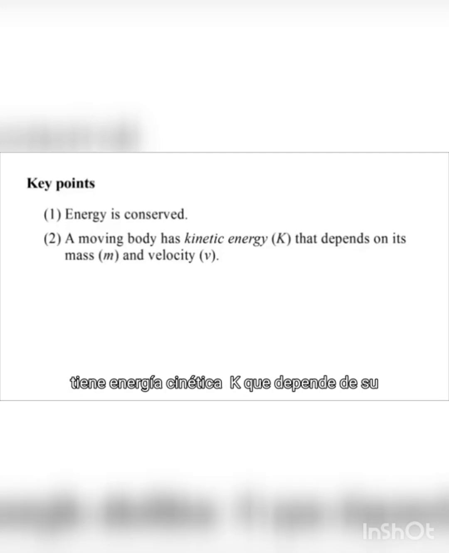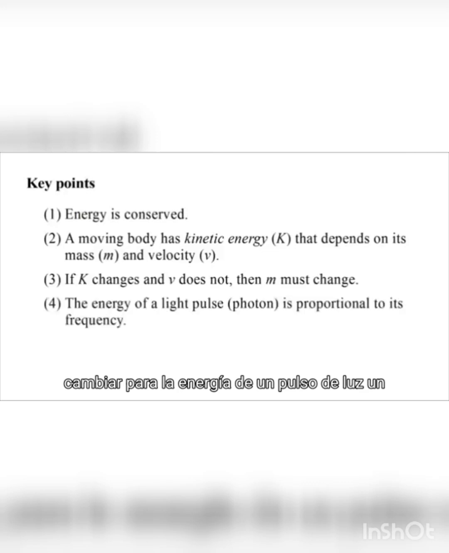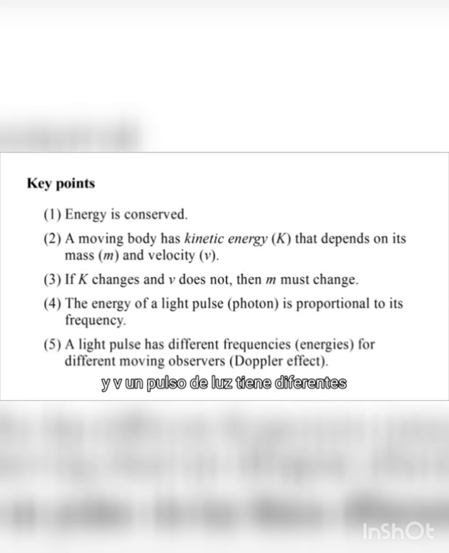A moving body has kinetic energy K that depends on its mass m and velocity v. From there follows 3. If kinetic energy changes and velocity does not change, then mass must change. 4. The energy of a light pulse, a photon, is proportional to its frequency. And 5. A light pulse has different frequencies, hence different energies, for different moving observers, the so-called Doppler effect.